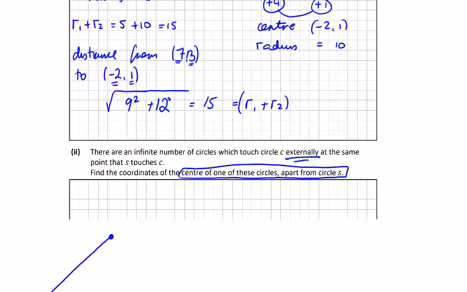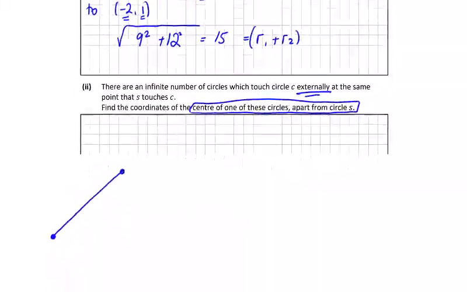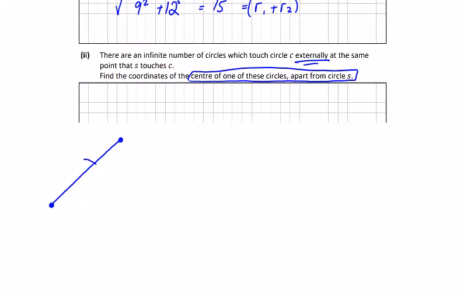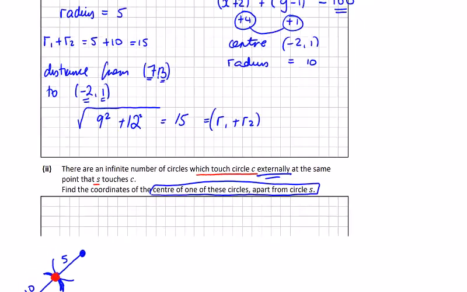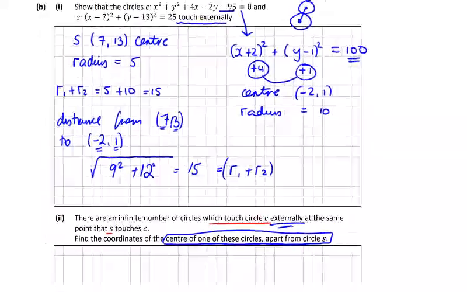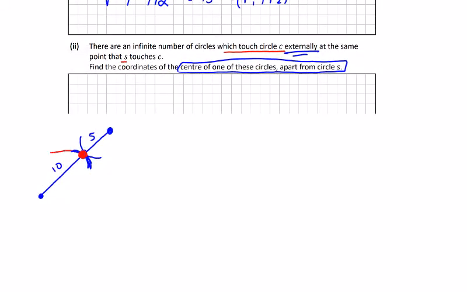The (-2, 1) center has the bigger radius. So let's say that's the edge of that circle, and this is 10, and that's where the circles touch, and that's the center of the next circle here, and this is 5. From this point of contact, there's an infinite number of circles that touch at the same point that S touches C, which touch C externally. An infinite number of circles which touch C externally, and C is this one here.